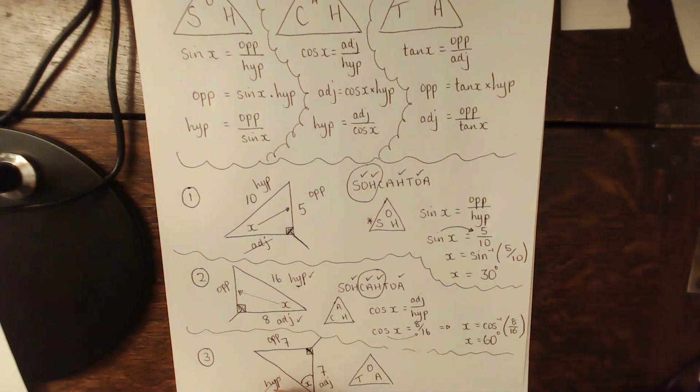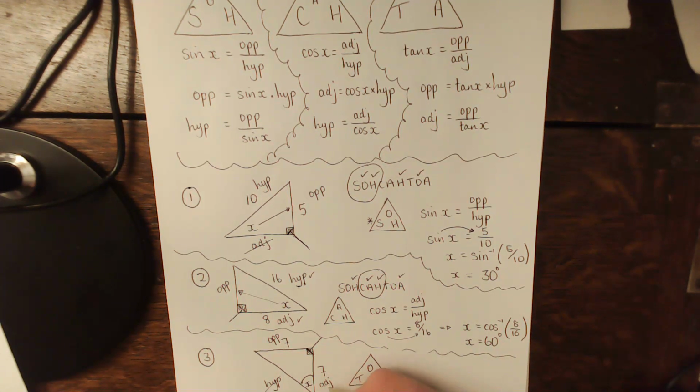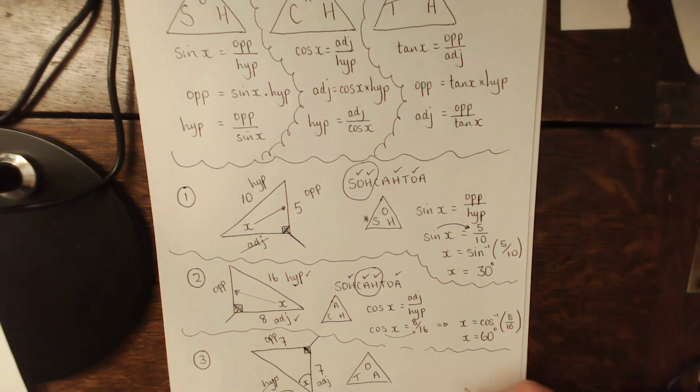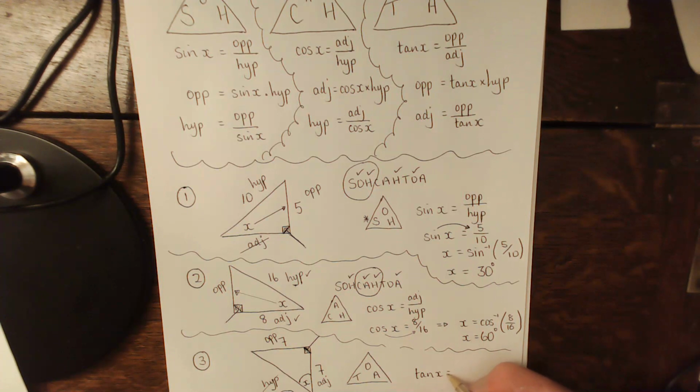Why? Because remember, here's my SOHCAHTOA. I've got opposite and adjacent, opposite and adjacent. That's where it comes from. And as time goes on and you practice more, you'll just start drawing the appropriate triangles. I've got tan x is op over adj.